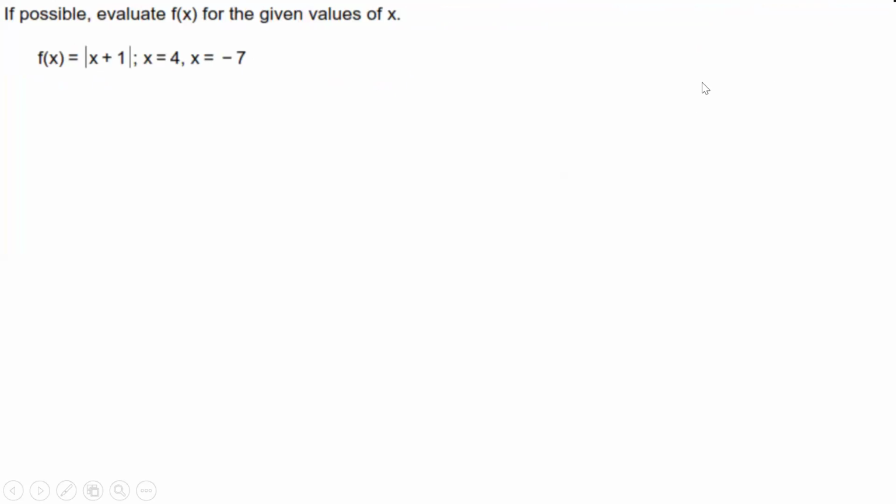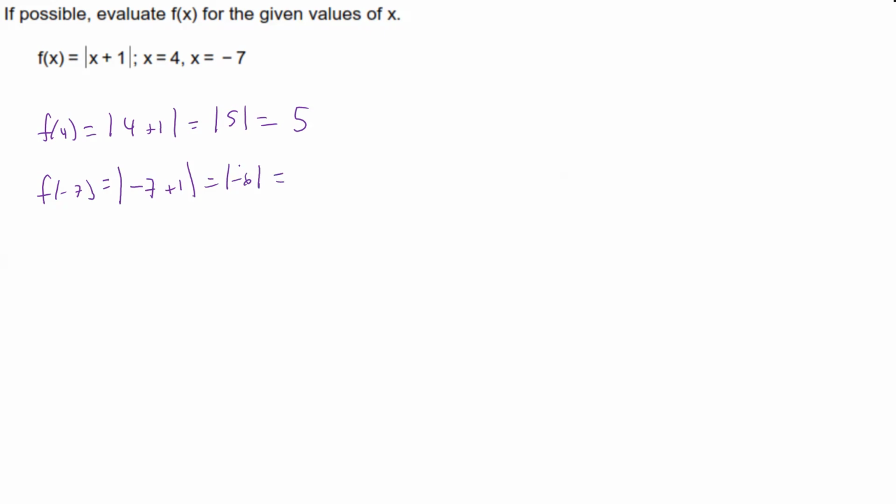All right, so here we're supposed to evaluate if possible given these values of x. So basically, we're just going to figure out what is f of 4 and f of -7. All right, well, if I plug in 4 here, that's going to be absolute value of 4 plus 1, which gives the absolute value of 5, which is just going to be what is the positive of that, which is 5. Now here, if we plug a -7 in, -7 plus 1 is -6. When we take the absolute value of that, we need the positive of it, which is giving us a +6.